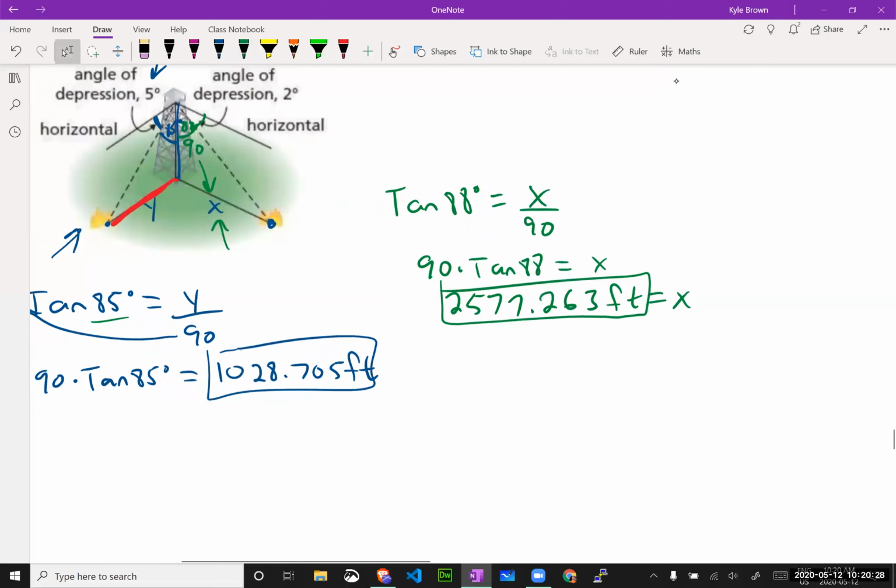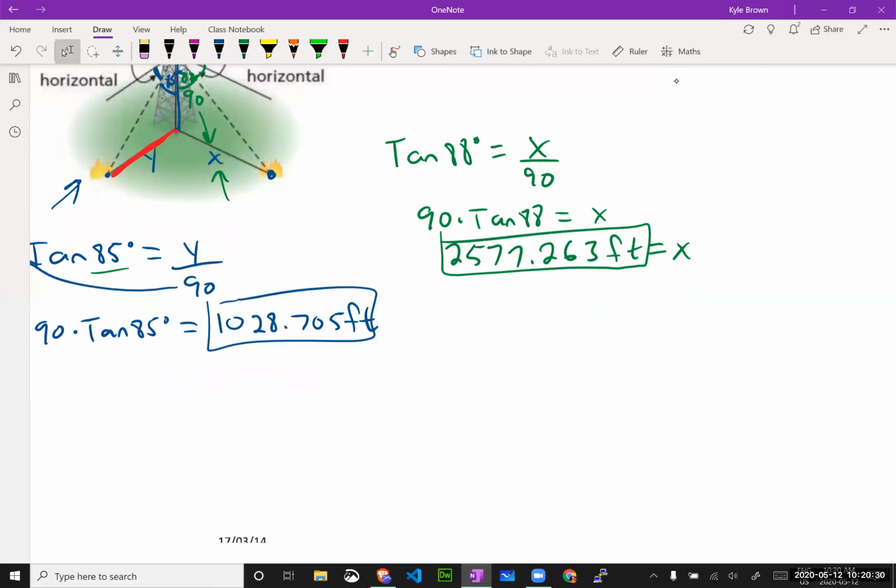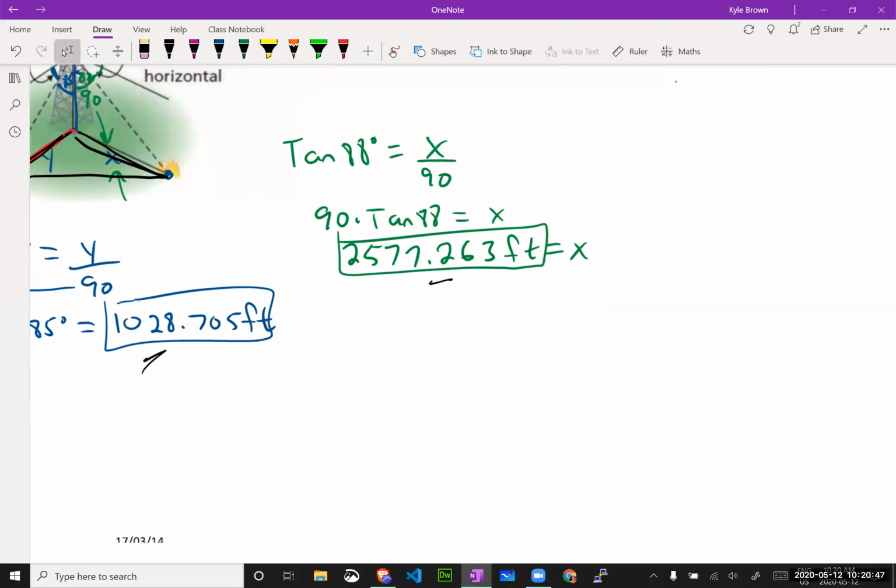Okay, almost there. The very last thing is this length from here to here. That's what we're after. Now we know two sides. The one side was this red side there, and then this one was that side. So this is just a squared plus b squared is equal to c squared.